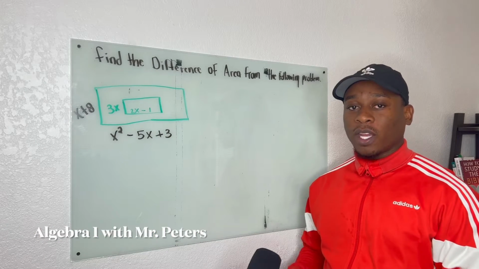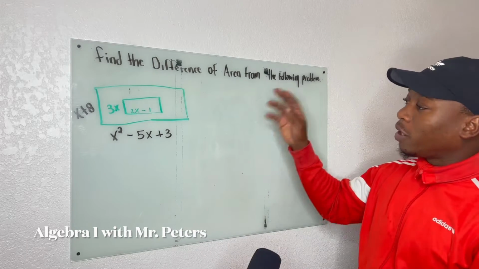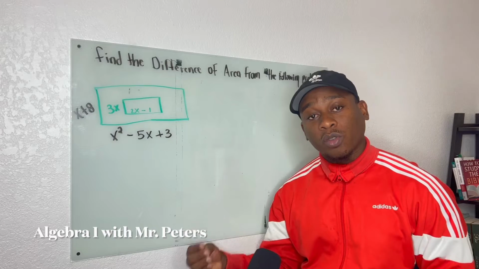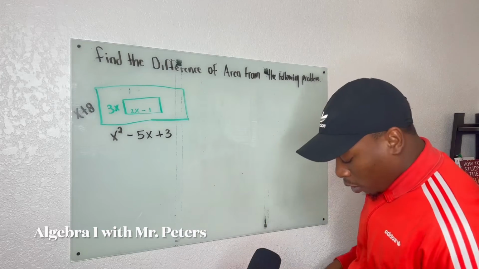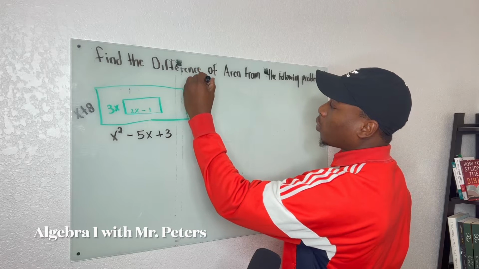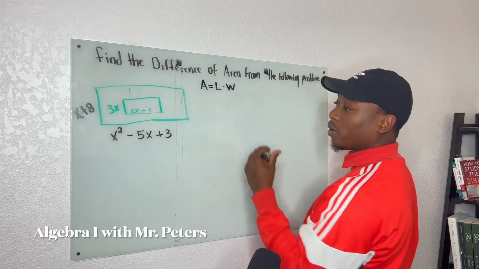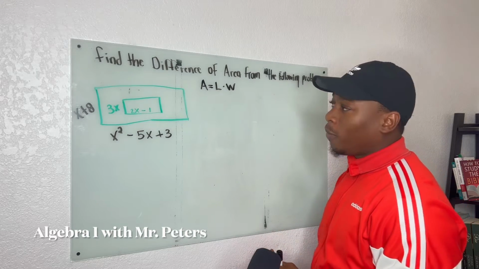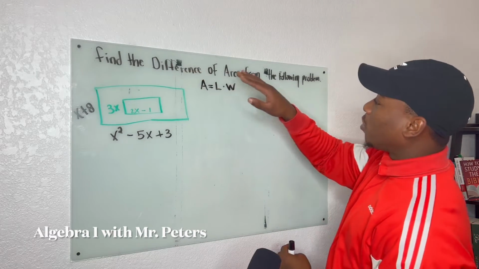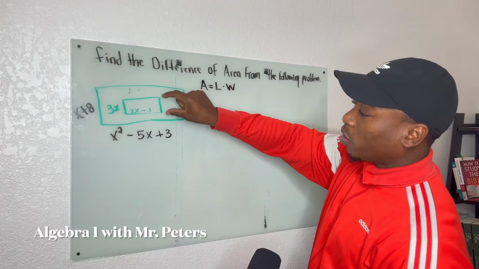So in my video today, we're going to look over two problems dealing with how to find the difference in area when we're also working with polynomials. So guys, just always remember area, we're talking about multiplication and we're talking about length times width. So what we're going to do, right, they asked us to find the difference of the area from the following problem. So we have a smaller box, right?